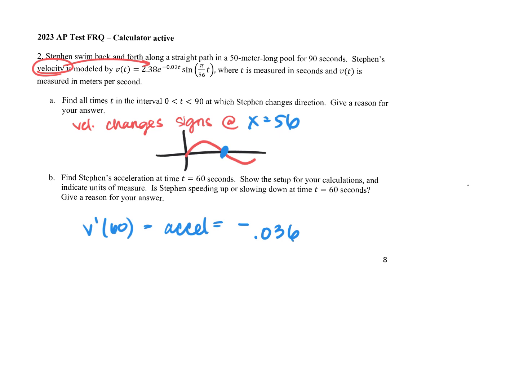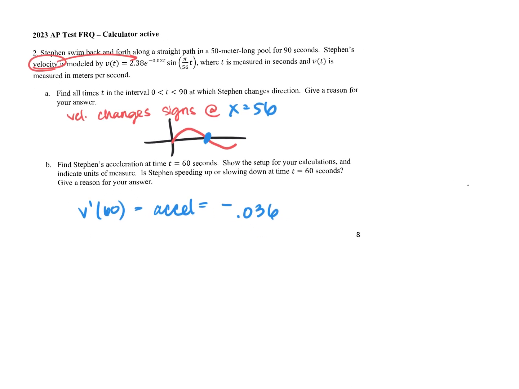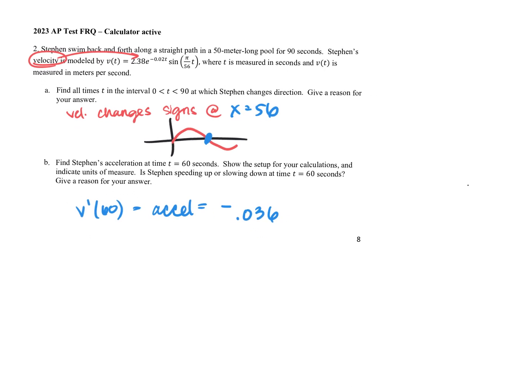And then it says, is Steven speeding up or slowing down at 60 seconds? Guys, this circles back. Things are speeding up when the velocity and acceleration have the same signs, and slowing down when the velocity and acceleration have opposite signs. So I already know the acceleration at 60 seconds. Could I go find the velocity at 60 seconds? How could I get that if they gave me velocity?